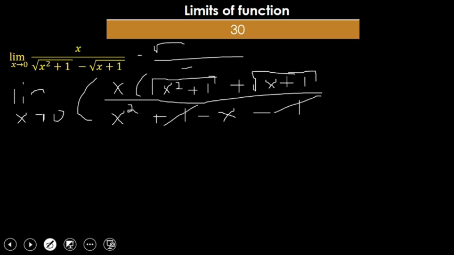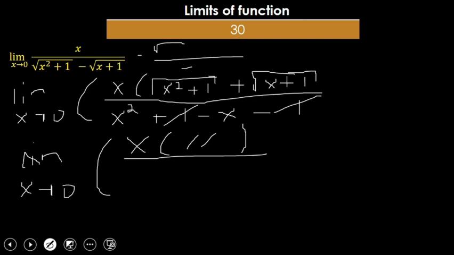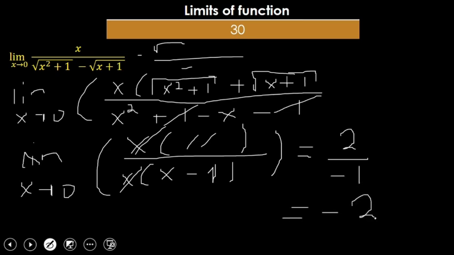This and this will go. We're going to be having what? I'm going to have x outside, that is limit as x tends to 0 of x into, we recopy that, all over what? We have x outside into x minus 1. This and this will go. Okay, if you substitute the values, now we are going to have what? Substitute here, that is 0 plus 1 plus 1, that is 2, all over minus 1. So it's equals to minus 2. You can redo it by yourself to understand well. Okay, hope you saw it well.